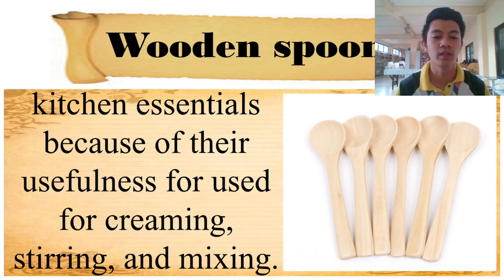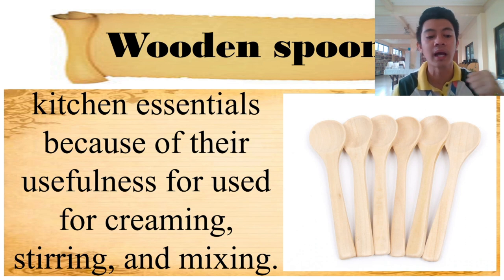Alright, next. Wooden spoons. Kitchen essentials because of their usefulness for creaming, stirring, and mixing. Ayan. Wooden spoons are generally preferred for cooking because of their versatility. Ayan. Some cooks prefer to use wooden spoon when preparing rice because they do not transfer heat as much as a metal spoon. Ayan. Napaka-useful nito. Kasi mas magandang gamitin to kapag nagluluto tayo, no? Hindi nagtatransfer yung heat dito, yung init. Okay, kaya maganda siyang gamitin. And pwedeng-pwede siyang gamitin sa pagluluto, sa paghahalo, no? Ng ibang klase ng pagkain. Ayan.